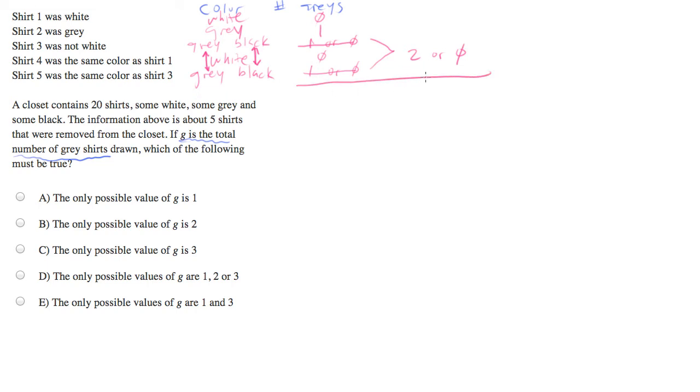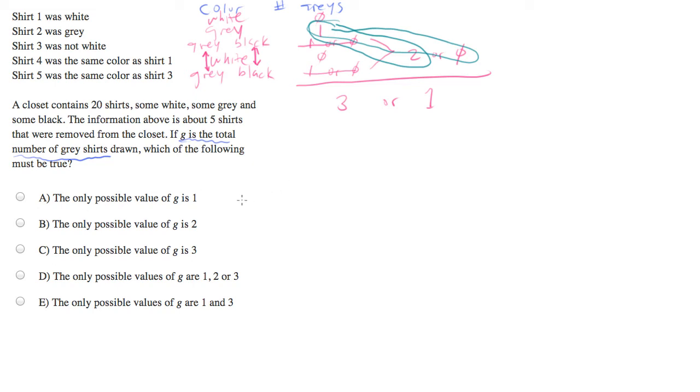So when you sum all this up, we end up with either 3, right? The sum of the 1 and the 2, or you end up with 1, which would be the sum of the 1 and the 0. And that's the number of gray shirts, either 3 or 1. So let's go look at the answer choices.